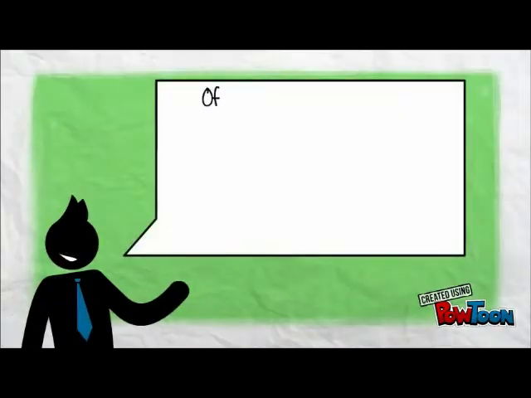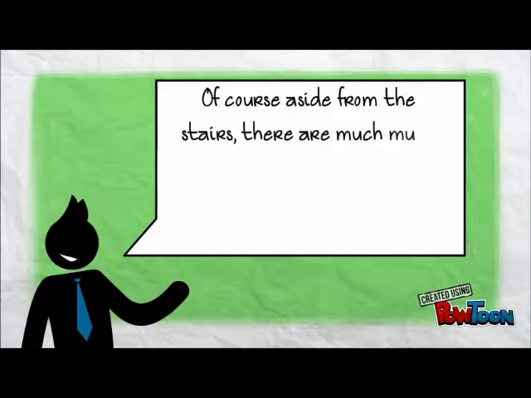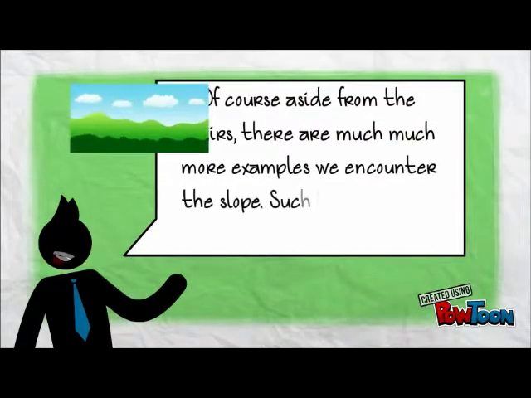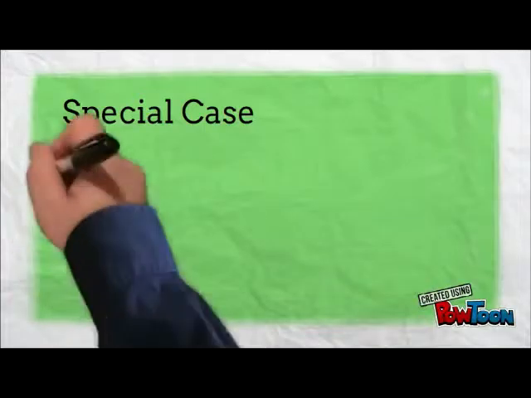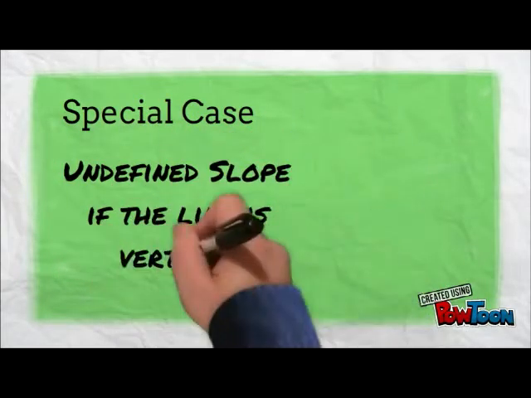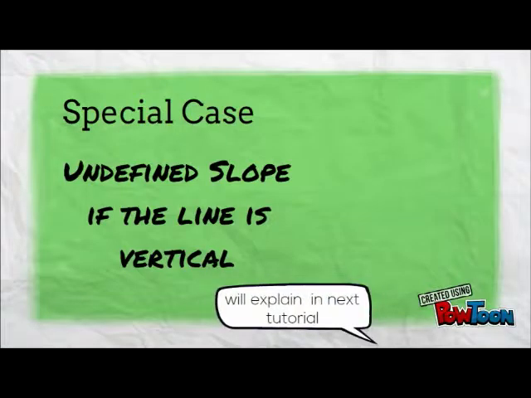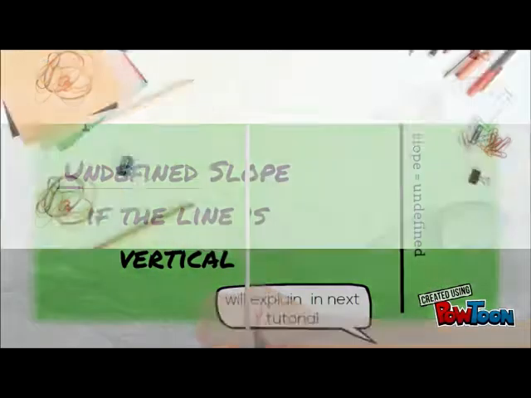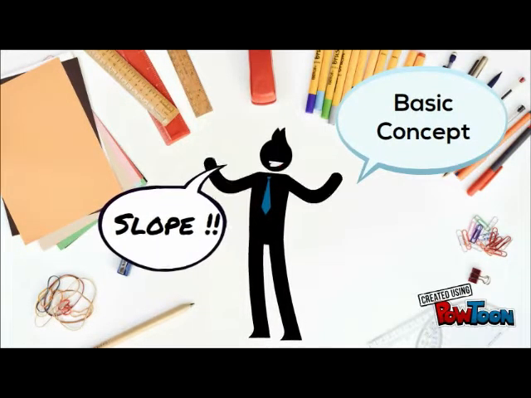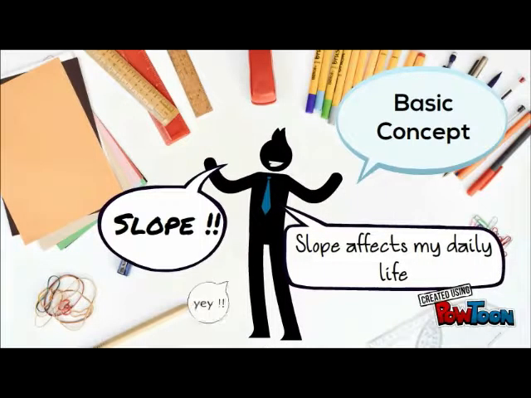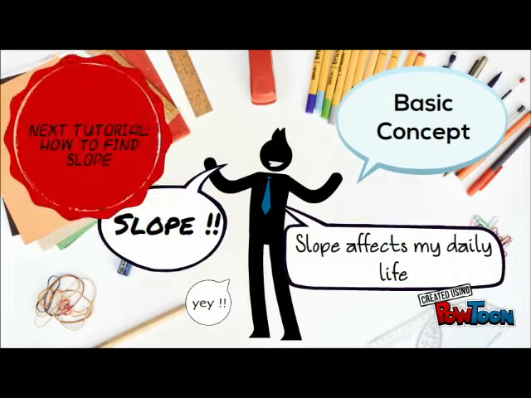Of course, aside from the stairs, there are many more examples where we encounter slope, such as hills, inclined roads, slides, and many more. For some special cases, we can also say that the slope is undefined. We will discuss it more in a further tutorial. In the meantime, the slope is said to be undefined when the line is perfectly vertical. So far, we are able to understand the basic concept of slope and how it affects our life. The question is, how can we find slope?